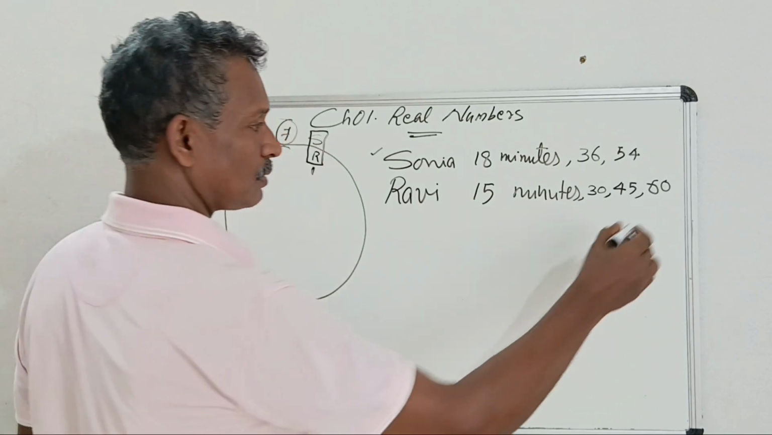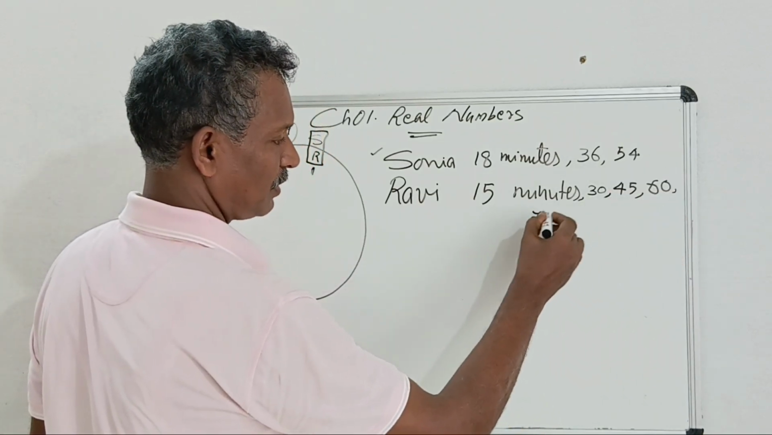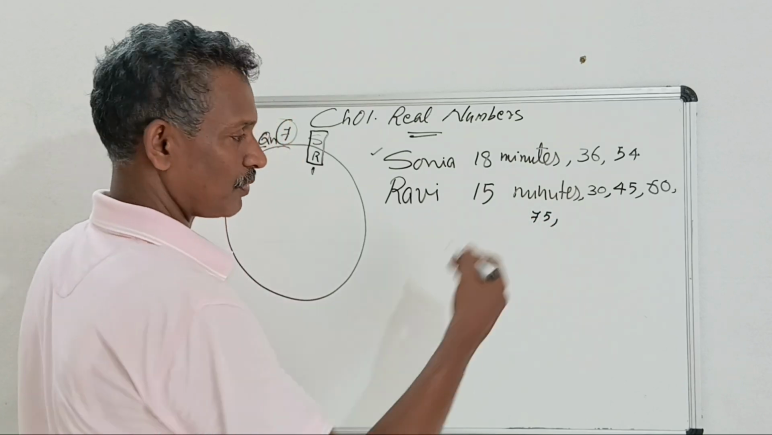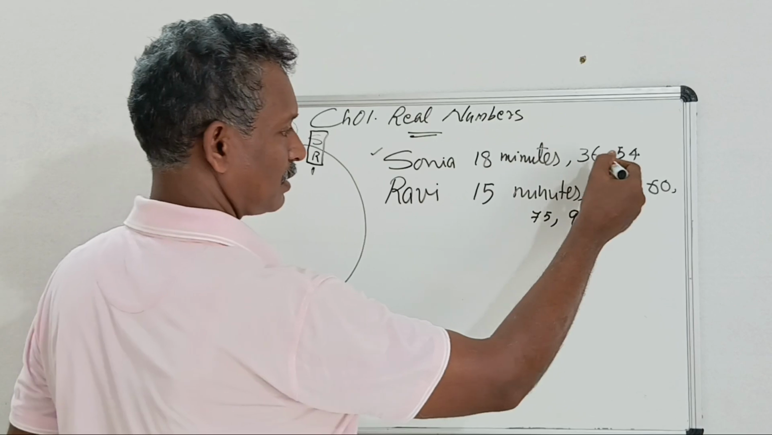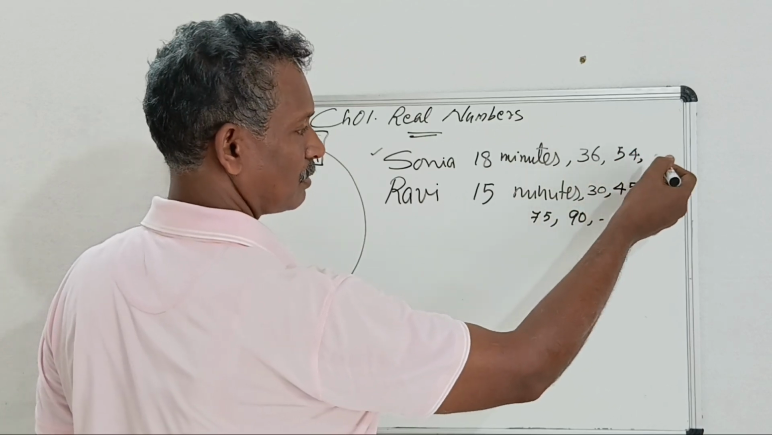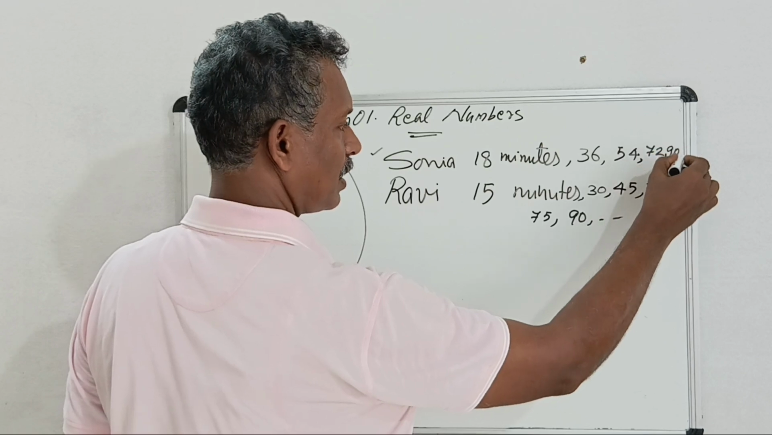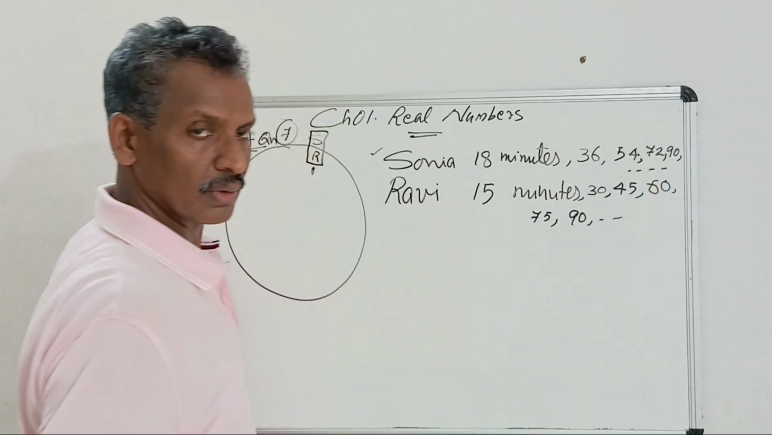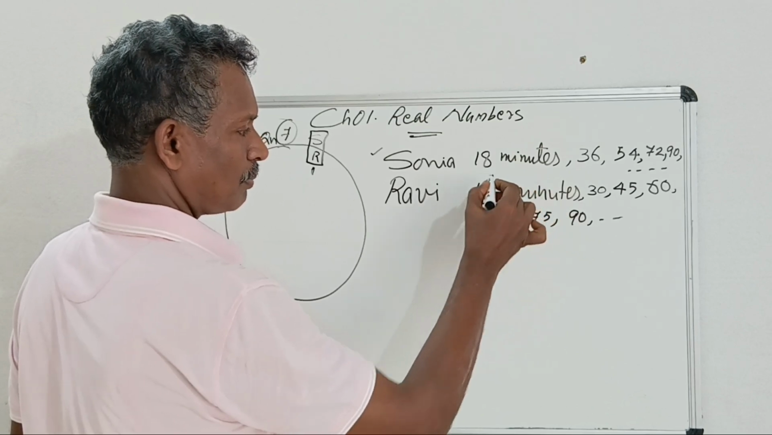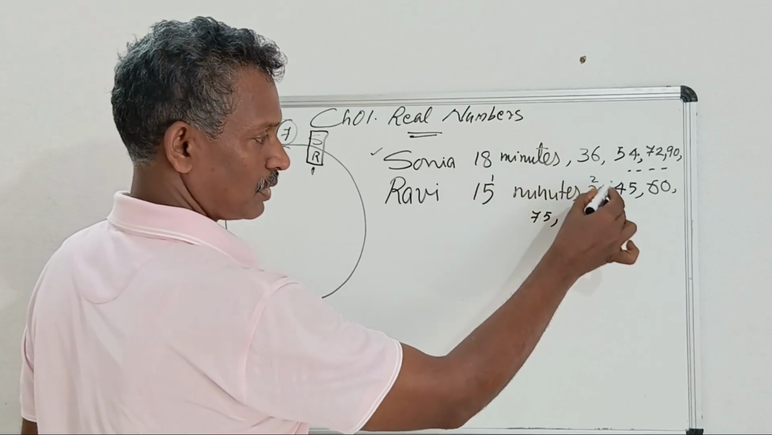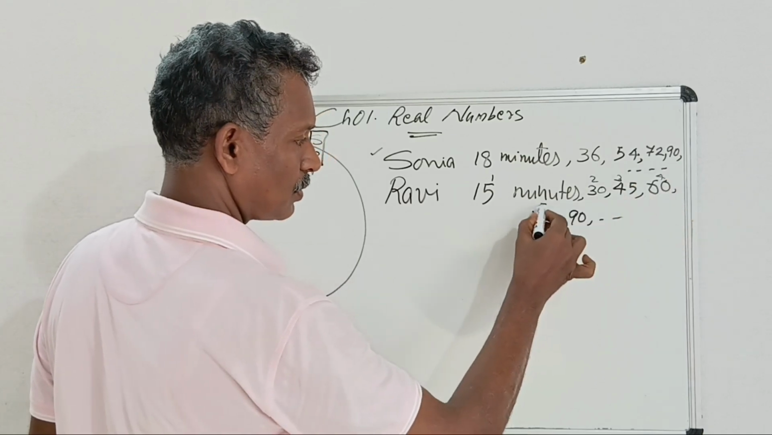Okay, like this it goes. 60, then fifth in 75 minutes, then 90 minutes, like this. And here 36, 54, then 72 and 90 and it goes on. Okay, when Ravi completes one round in 15 minutes, second round in 30 minutes, 45, third round, fourth round, fifth round, sixth round.